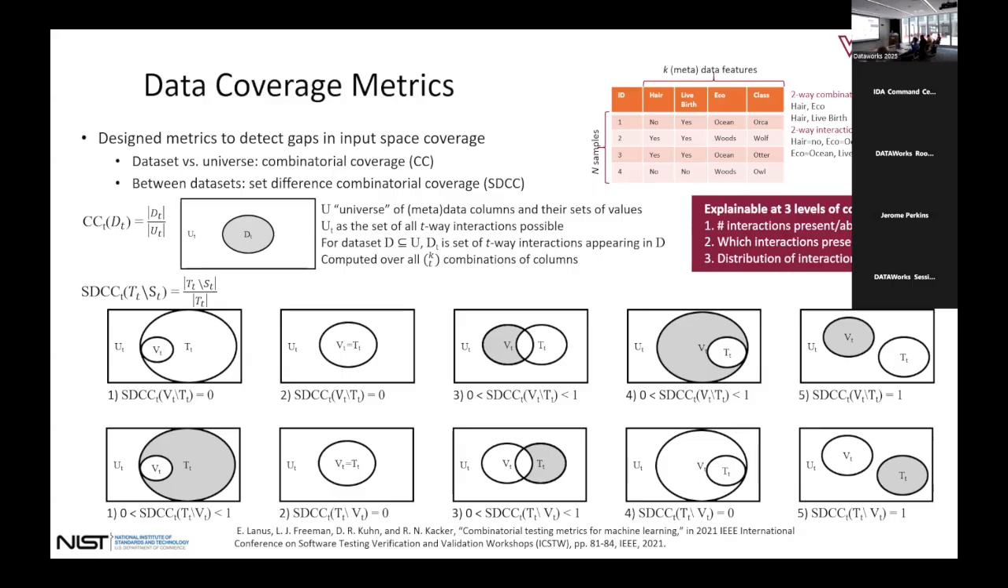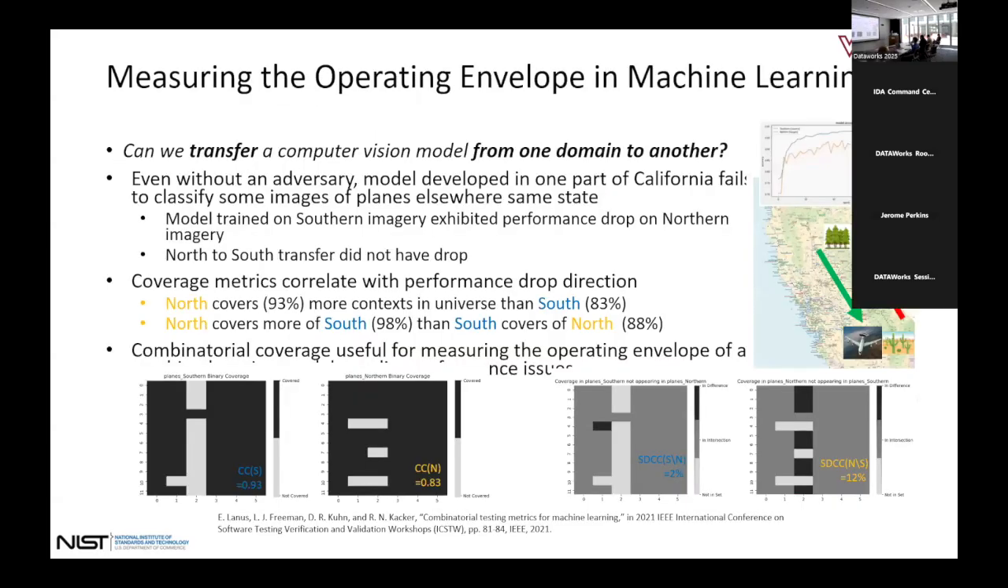These data sets could be, as I just described, the test data set and the training data set, but they could also be a data set for your original domain and a data set for a new deployment domain. So we could also think about how far we need that model to transfer. Getting into this idea of measuring the operating envelope in machine learning, a question we might ask is, can we transfer a model from one domain to another? We had a scenario where a model that was trained on southern imagery exhibited a performance drop on northern imagery. But when we trained in the north and tried to transfer it to the south without doing any fine tuning, we did not have that drop. So we could say that the north to south transferability was much better than the south to north transferability.